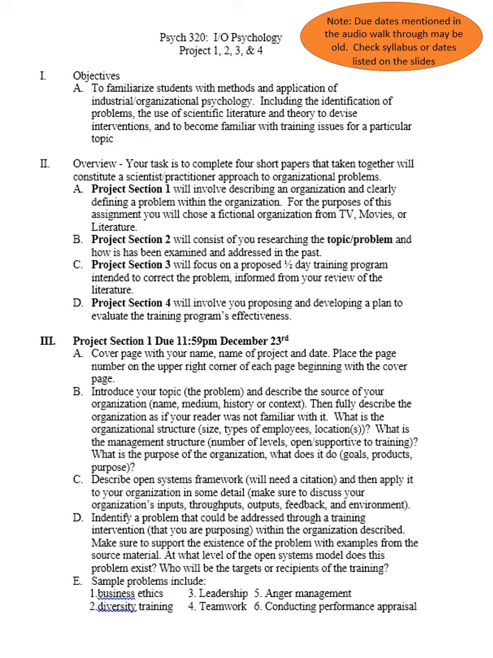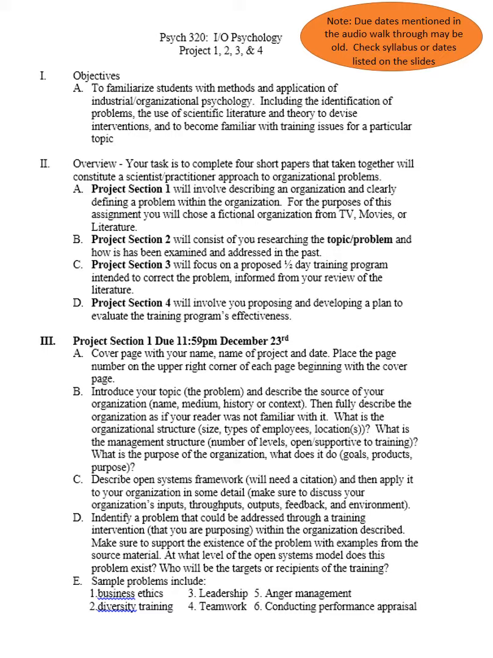The final section will involve you proposing and developing a plan to evaluate the training program's effectiveness. So again, in IO psychology, it's not just about applying what we know from psychology, it's also testing what we do in organizations, and that's mainly the focus of section 4. Okay, so let's talk about each section.